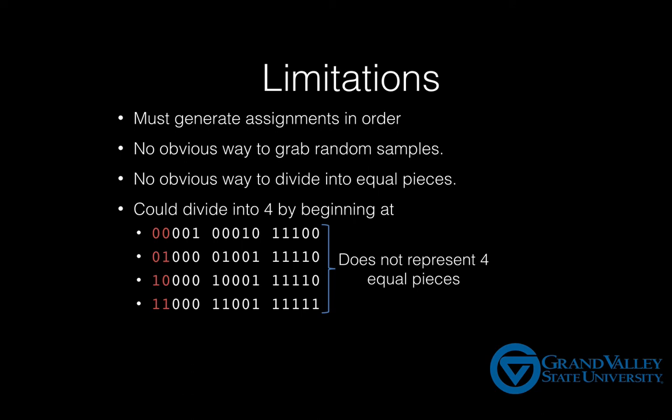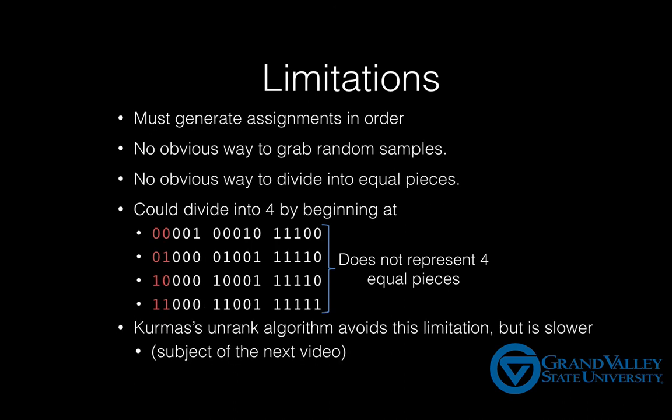If we could easily count the number of assignments in each group, we could generate a large number of groups and then use a bin packing heuristic to balance them over a smaller number of processors or cores. This, of course, is an opportunity for future work. Kermis's unrank algorithm avoids this limitation, but the current implementation is much slower. This unrank algorithm is the subject of our next video.